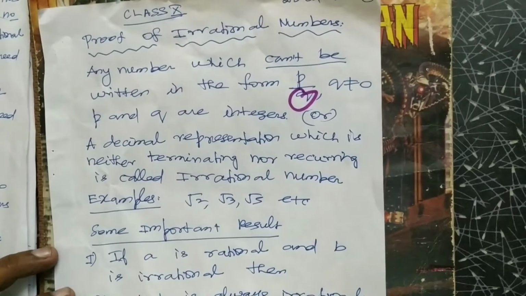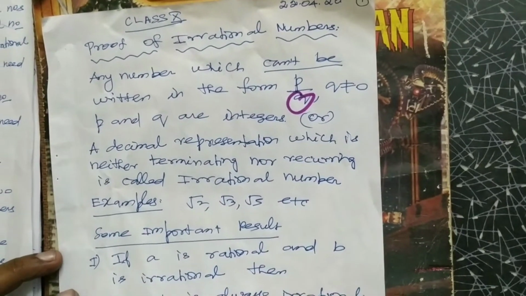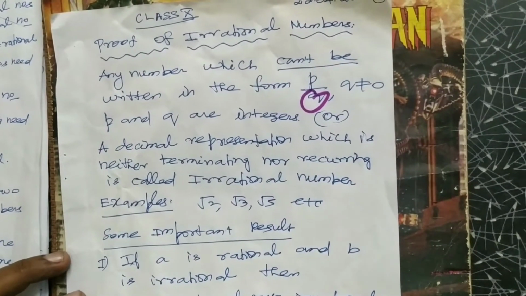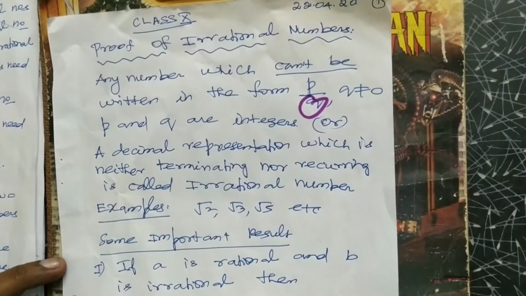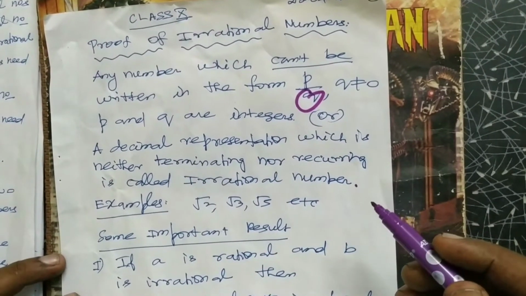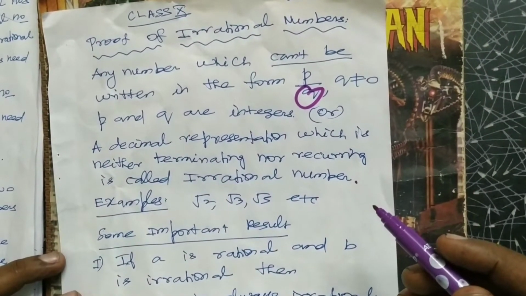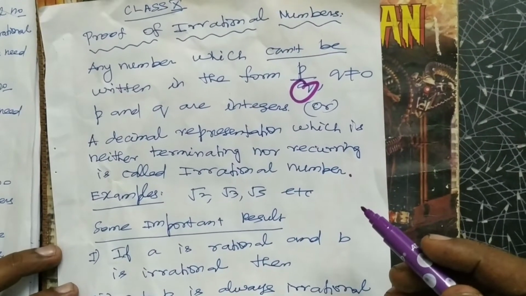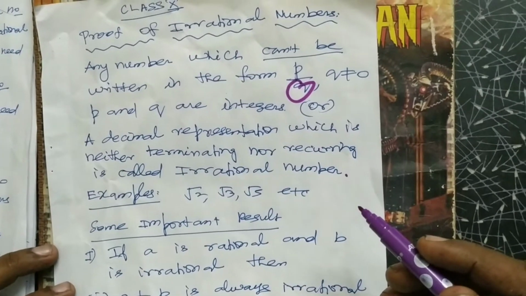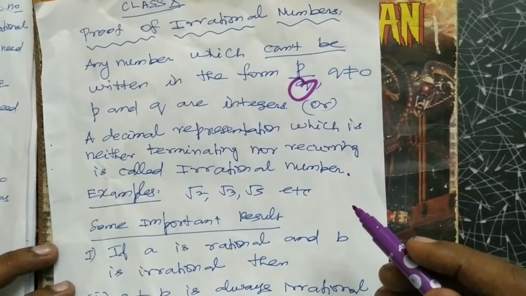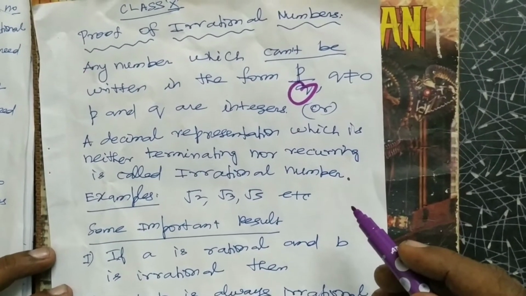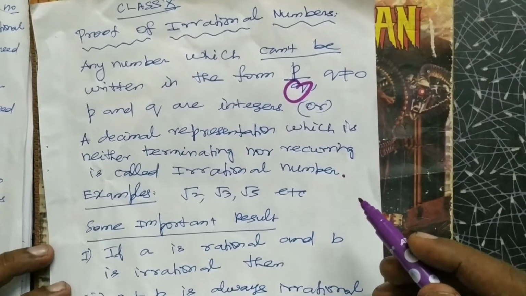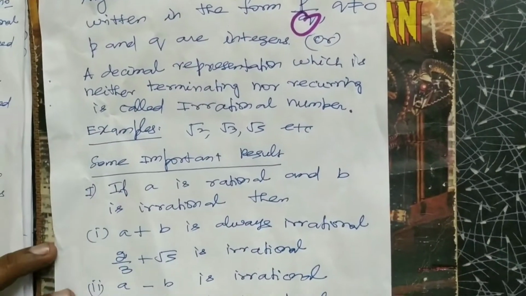A decimal representation which is neither terminating nor recurring is also called an irrational number. Example: root 2, root 3, root 5, even pi. Pi, you must have studied, the approximate value of pi is 22 by 7. 22 by 7 is a rational number. Pi is an irrational number.